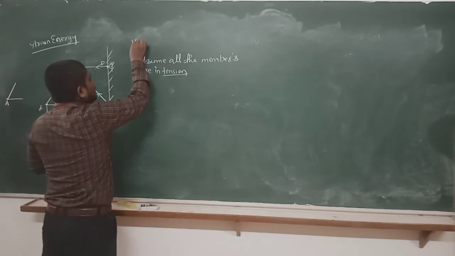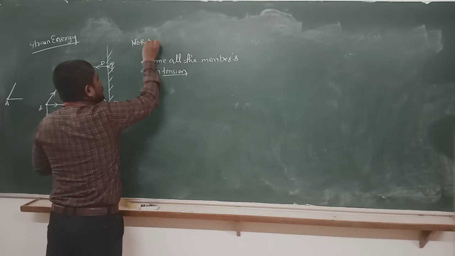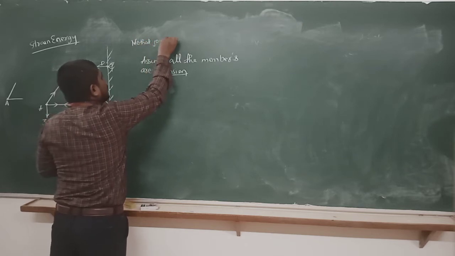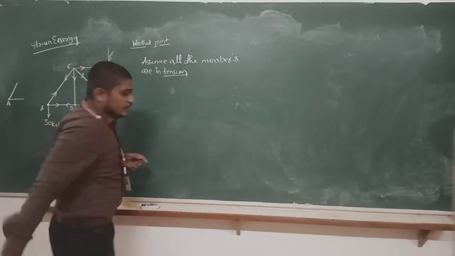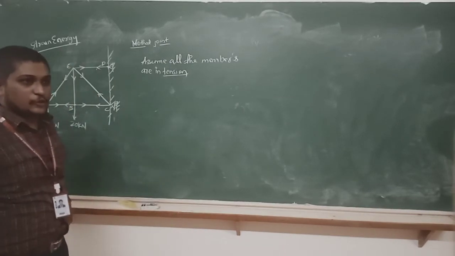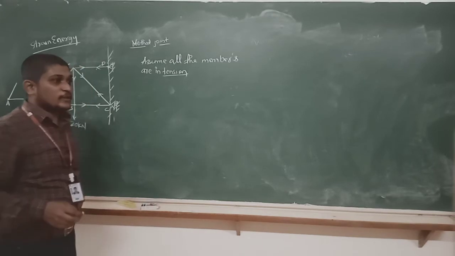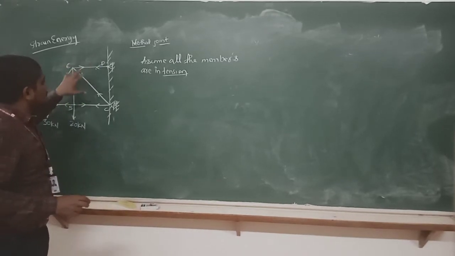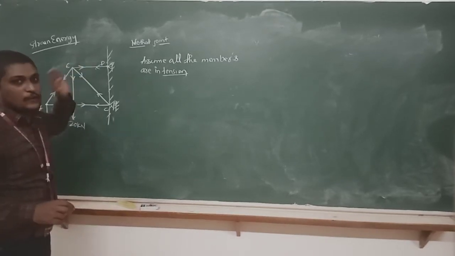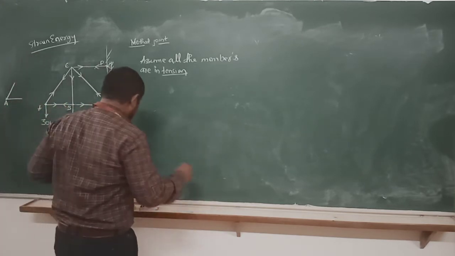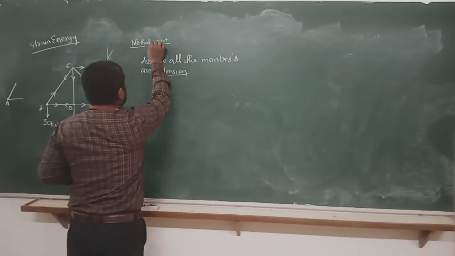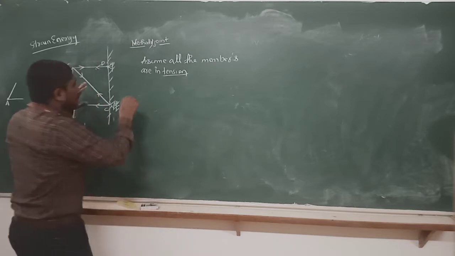We are using the method of joints. One more method is there, the method of sections. In the influence line method for the trusses, that time I will show you how to calculate the member forces. If you want to calculate forces in some members, then you can go for the method of sections, which we'll see later. Right now we have to use this method of joints. Joint by joint you have to go.